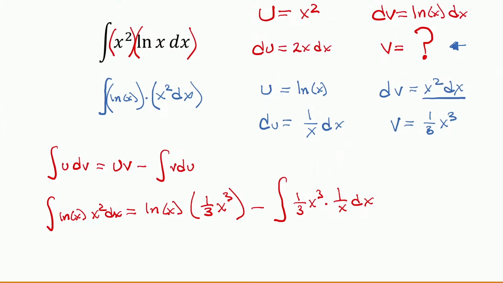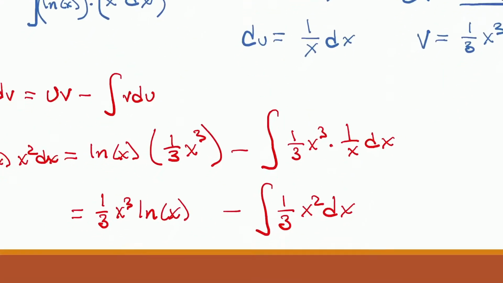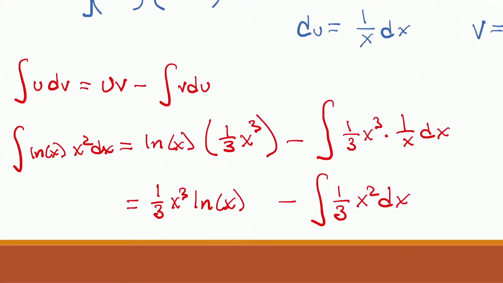Okay, so let's see how we did. Hopefully you see what's going to happen here. So this is going to equal 1/3 x cubed ln of x minus the integral of 1/3 x squared. So do you see how the x and the x cubed, they combine to form x squared? So that's super important. That's what makes this one work, is because of that combination.